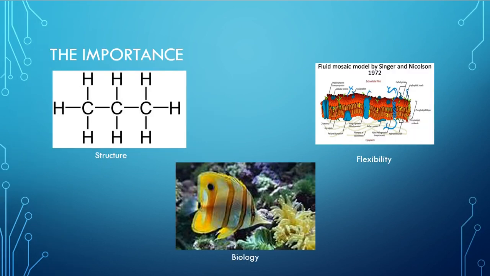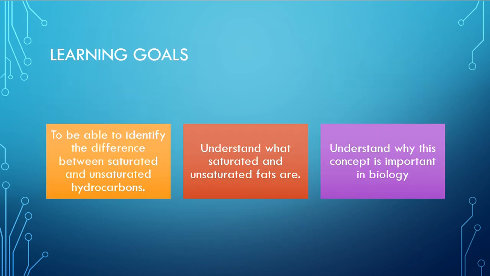It's important to understand the difference between saturated and unsaturated hydrocarbons because the structure of the hydrocarbon is going to determine what the properties of the hydrocarbon are. And one of these big properties is its flexibility. So the flexibility of the hydrocarbon affects the way the fluid mosaic model works. And finally, the hydrocarbons affect the biology of an organism and have an important role in their thermoregulation. So this is on a cellular and a broad scale.